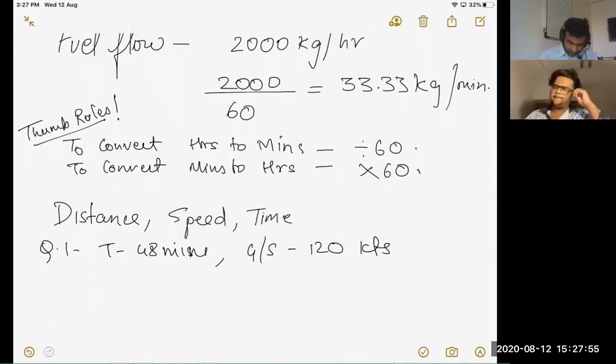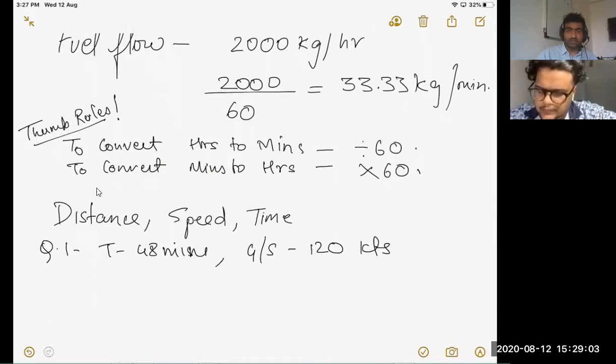Yes, sir, I'm back. Good. So, sir, you told me that if you want to convert minutes into hours, so 48 minutes into hours, it will be... to convert hours to minutes. This is 48 minutes.